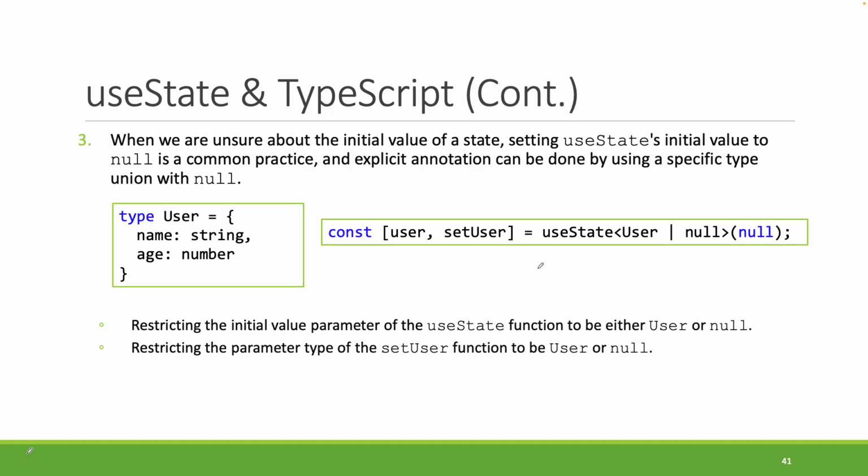And next, when we are unsure about the initial value of state, setting the user's initial value to none is a common practice, and explicit annotation is done by a specific union using none. You can also give none if you don't have an initial value. So in this case, user will be either user or none. So when we set a user, it can be user or none. So here, let's demo a little bit.